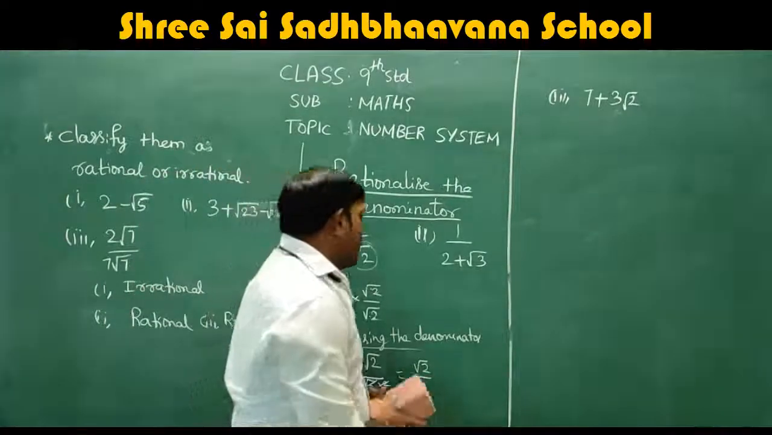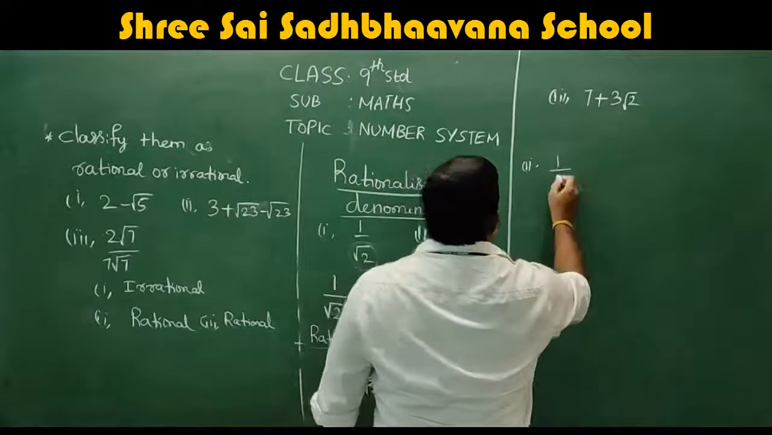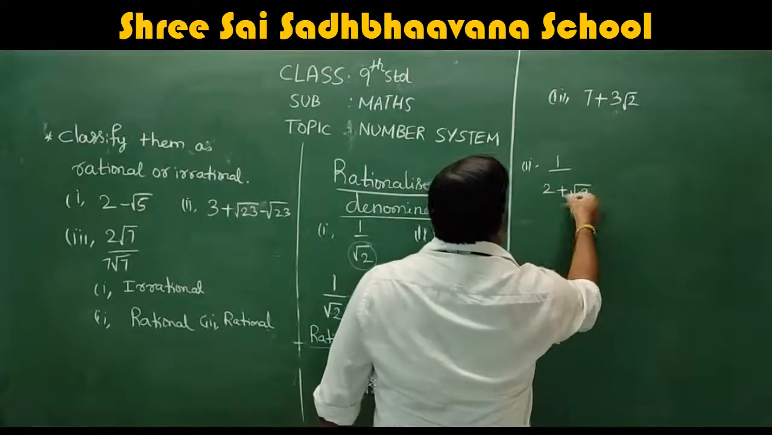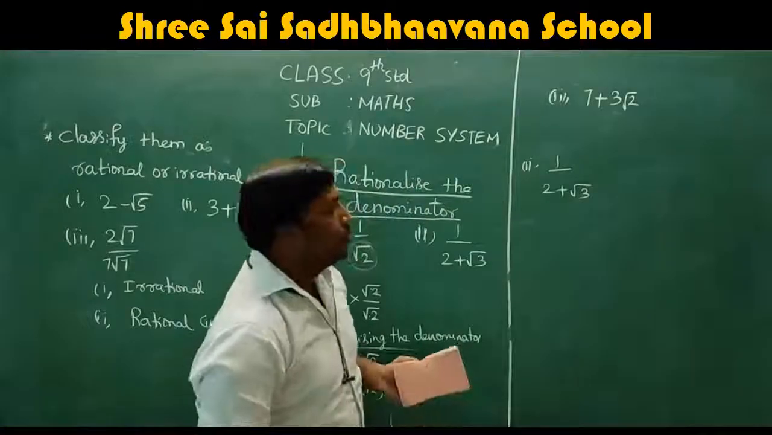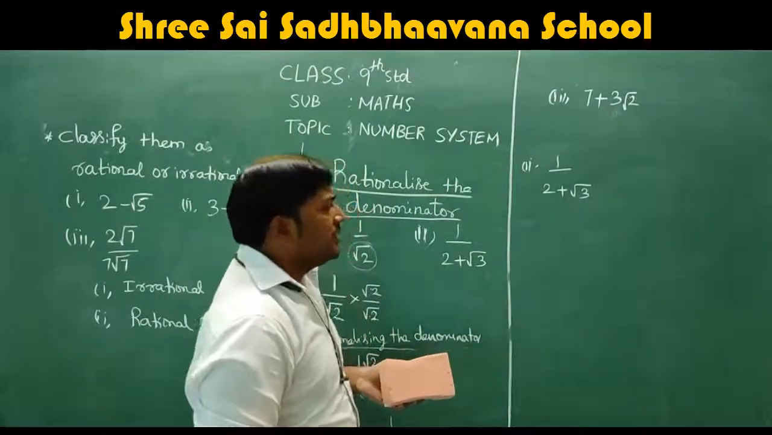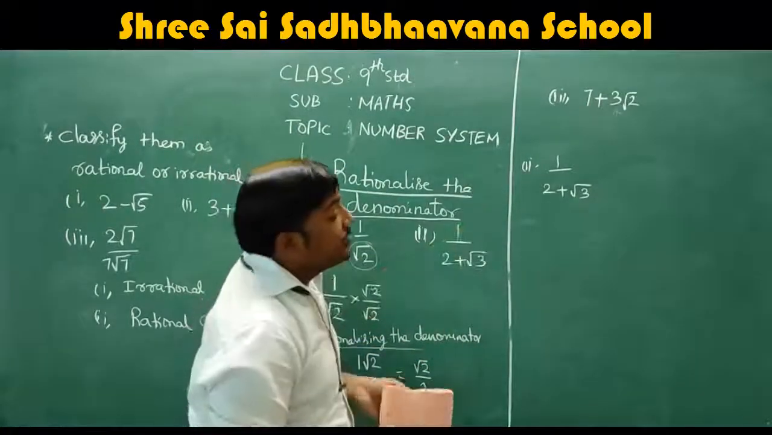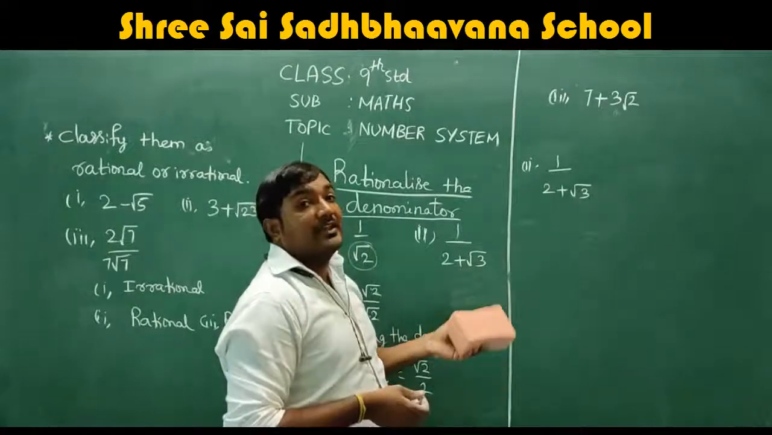I hope you understood. Next, we will go with the next term: 1 by 2 plus root 3. Here also, 1 is a rational number and we have 2 plus root 3 in the denominator. Again, 2 plus root 3 is an irrational number, which is there as a denominator.